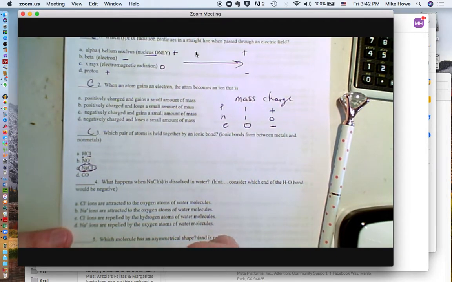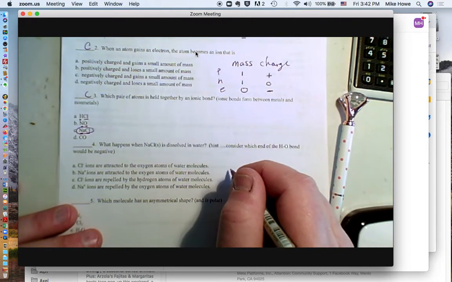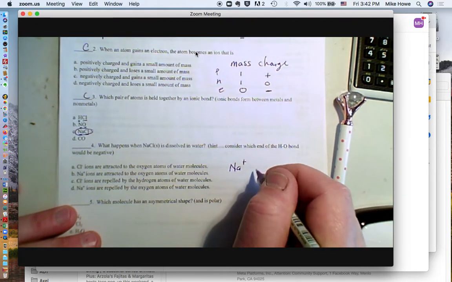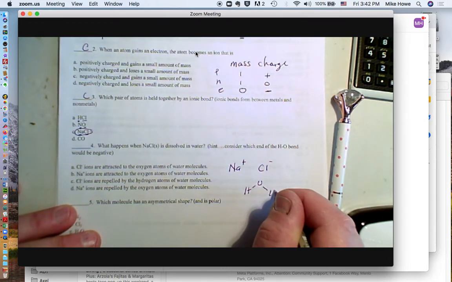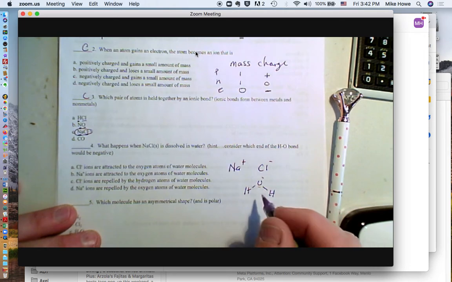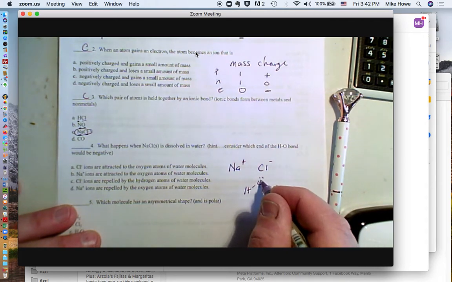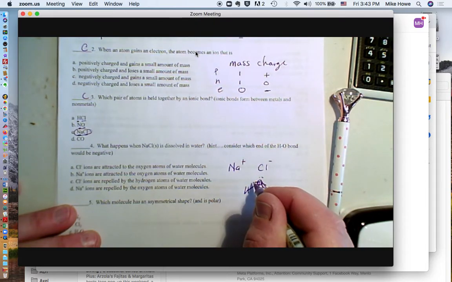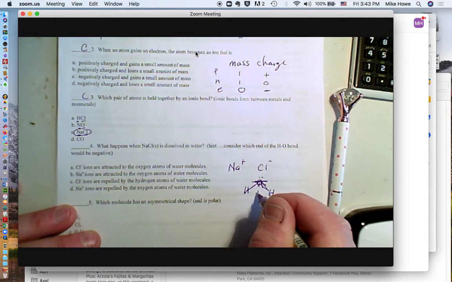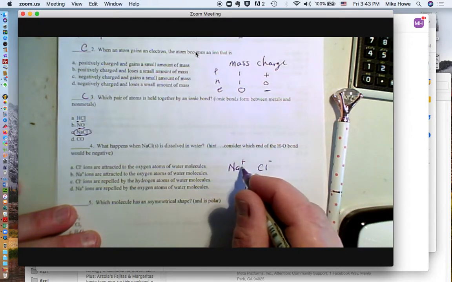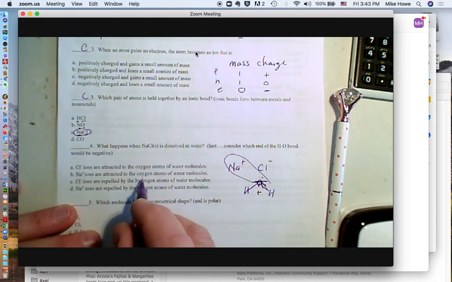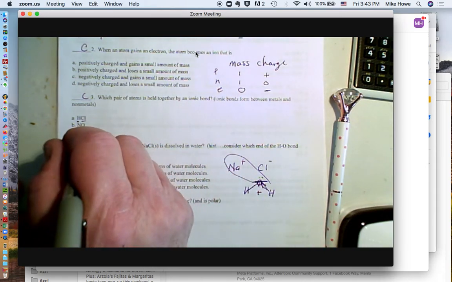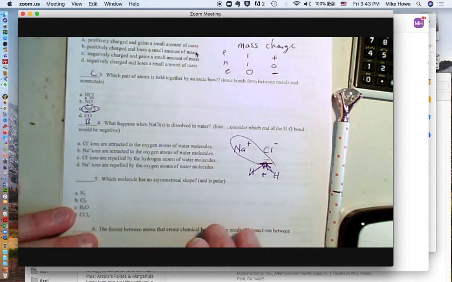All right, when sodium is dissolved in water, you've got to think about sodium would be positive, and chloride ions are negative. Think about a water molecule. Since this is a polar bond between the H and the O, the electrons move toward the more electronegative element like that. That makes this end of the water molecule negative and this end positive. So which of these two ions would be attracted to the negative end? Right there. So the sodium ions are attracted to the oxygen atoms of the water molecules. That's B.